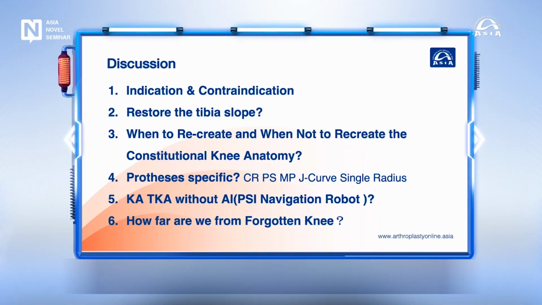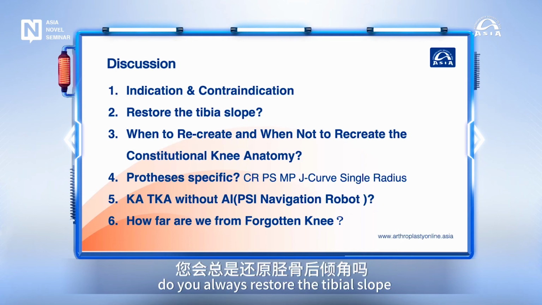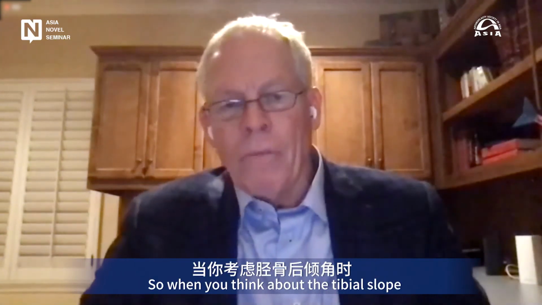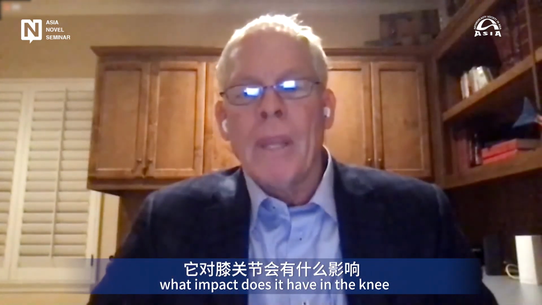Okay, thank you. So when you're doing the KA, do you always restore the tibial slope, or do you fine-tune the tibial slope?